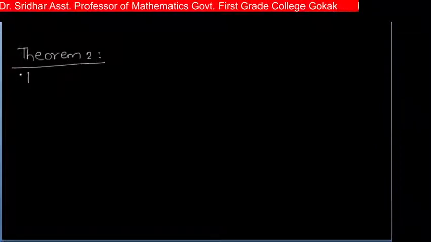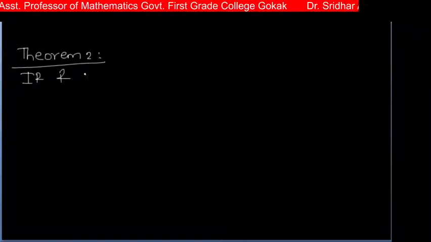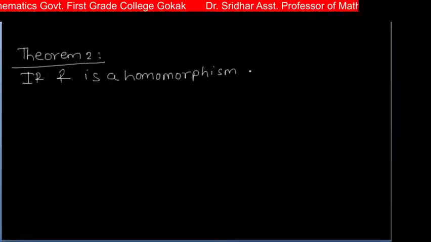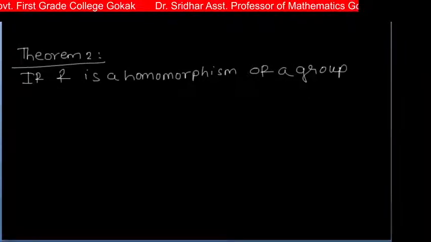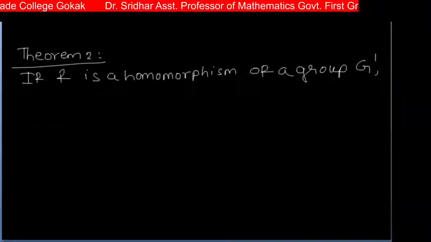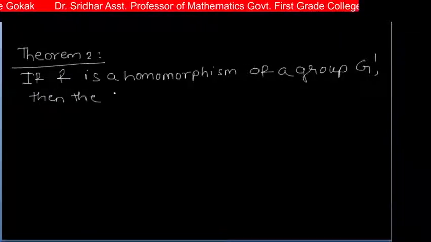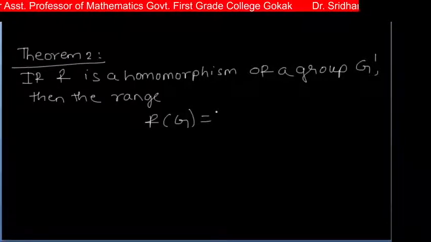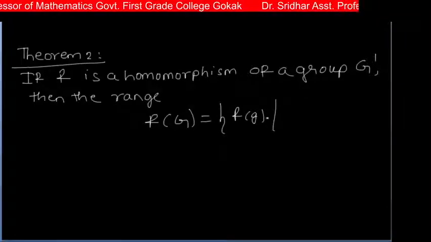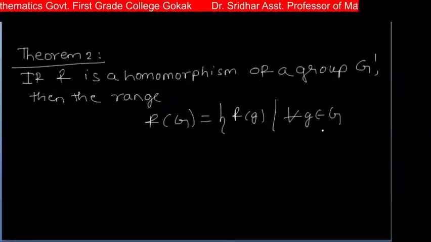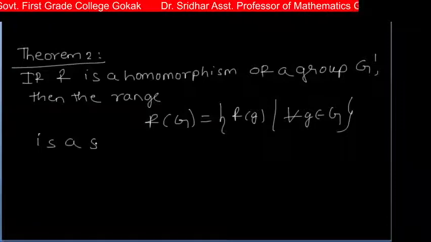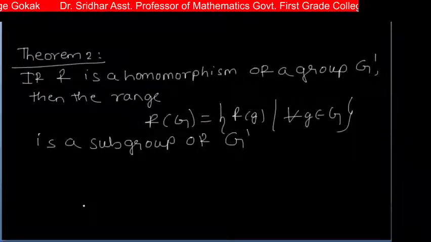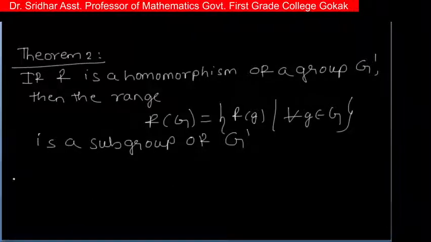It states that if f is a homomorphism of a group G to a group G dash, then the range f of G, which is equal to f of g such that for all g belongs to G, is a subgroup of G dash. Okay, so this is the theorem, second theorem.